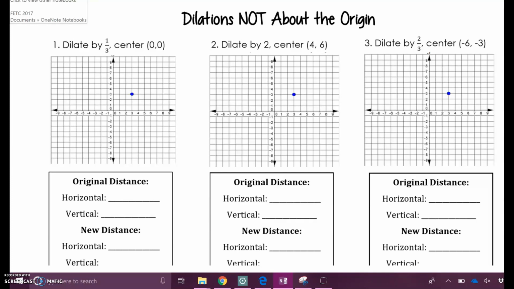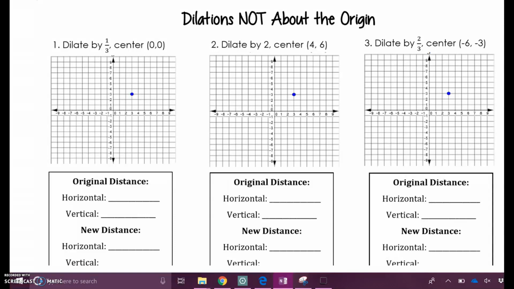Hey everyone, here's your lesson on dilations not about the origin. It's not too difficult to figure it out. However, if you've never seen it before, it might just be something new to you. We're going to start with these three graphs up here, and what you need is the graph paper in the back of the room. If you have your own graph paper, you're welcome to use that as well.